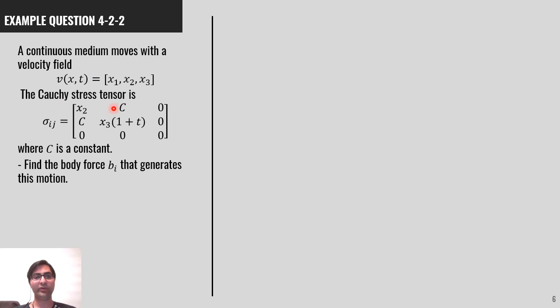The Cauchy stress tensor is sigma ij equal to [x2, c, 0; c x3 multiplied by 1 plus t, 0, 0; 0, 0, 0], where c is a constant. Find the body force Bi that generates this motion. We start with the local equation of motion, which is rho v dot i minus divergence of sigma minus rho bi is equal to 0.